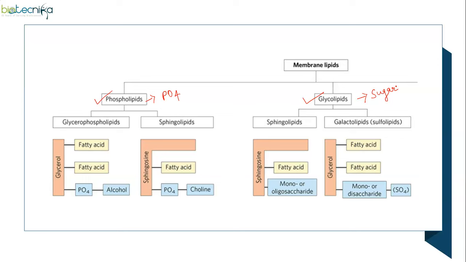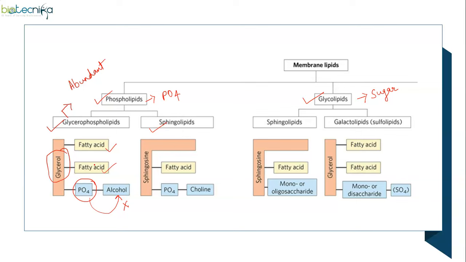These phospholipids can be further classified as glycerophospholipids and sphingolipids. Glycerophospholipid is considered to be the most abundant form of phospholipids. The structure involves glycerol as a backbone, 2 fatty acids, and the phosphate group can be attached with any X group. Suppose it could be an alcohol or any other molecule. We will look into that structure in the upcoming slides.